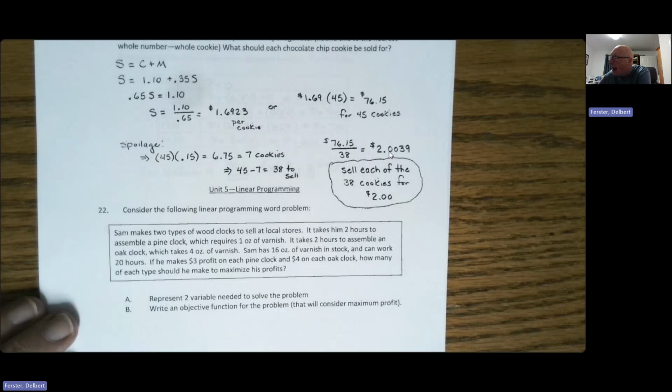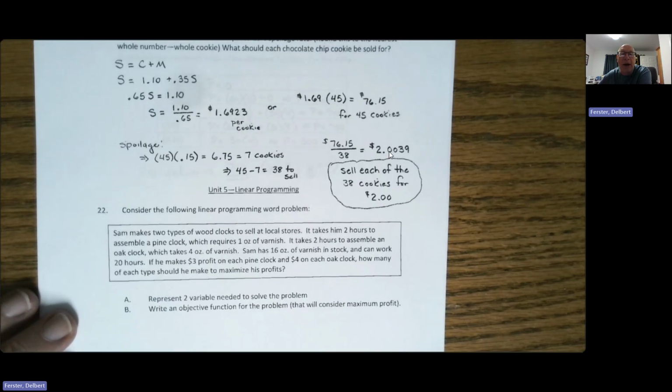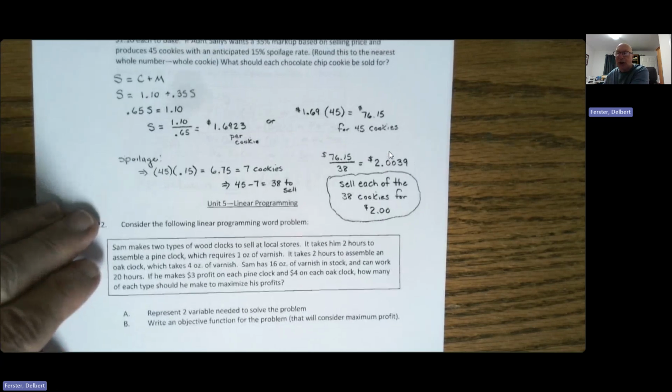Part B of this problem asks us to write an objective function for the problem that we will seek to maximize or minimize, right? And basically in this context, it's looking for profit. So it might be worth looking at what we've got for our objective function. We can make a profit of $3 for each pine clock that we sell, and a profit of $4 for each oak clock that we sell. Those are going to be useful facts as we move to the next page and proceed with our solutions on 22. Here we go.